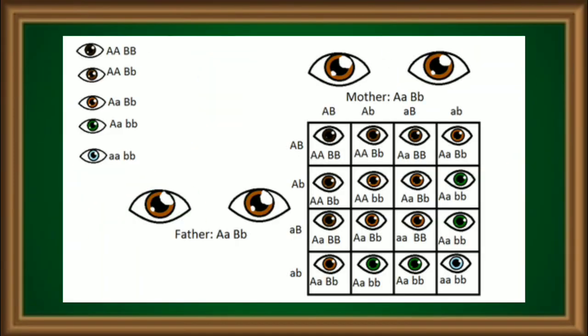Now let us ratio the possible phenotype, or the eye color, of the offspring using the parents' genotypes given in the picture. The mother's genotype is represented by uppercase A, lowercase a, uppercase B, and lowercase b, as well as the father's genotype. Now we can identify that there is 1 possible dark brown eye-colored offspring, 2 medium brown, 4 light brown, 4 green, and 1 blue.